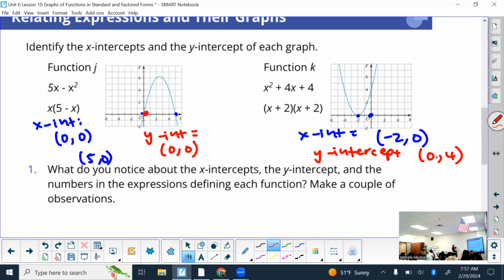Good. 0 for the x, 4 for the y. That's how we write our y-intercepts. Any questions on the identifying? I'm sure that in Desmos you could do that.